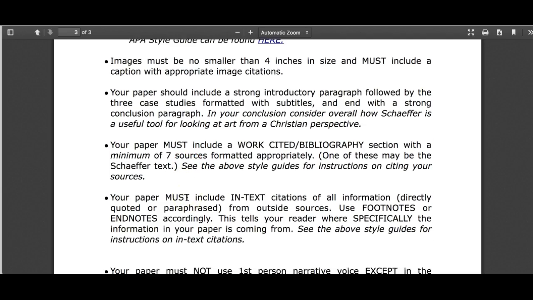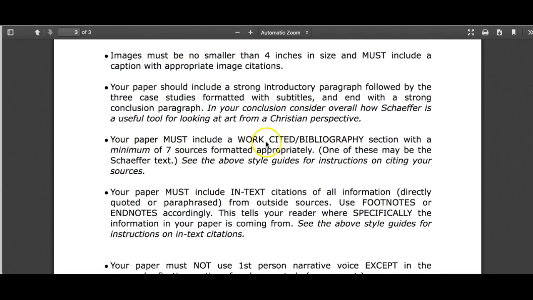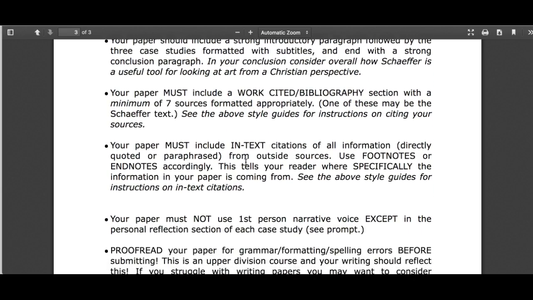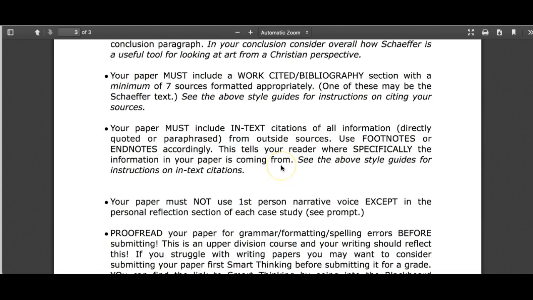So again, we talked about those 7 unique sources. Your paper must include a works cited bibliography section, and you can look at the style guides for instructions on citing your sources. You must also include in-text citations for all information directly quoted or paraphrased. Remember, when in doubt, cite. Use footnotes or endnotes accordingly. This tells your reader where specifically the information in your paper is coming from.